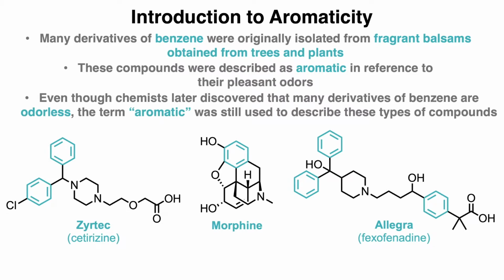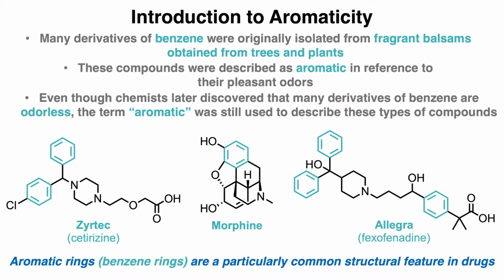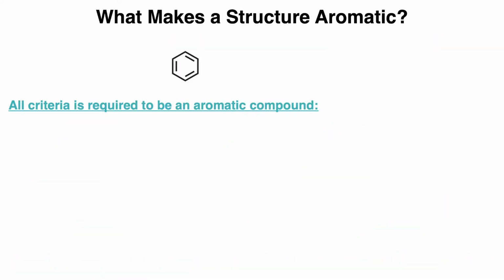to describe these compounds. Aromatic rings, such as benzene rings, are a particularly common structural feature in a lot of drug molecules like Zyrtec, shown on the left, morphine in the middle, and Allegra, shown on the right. So what makes a structure aromatic? All of the following criteria have to be met in order for a compound to be considered aromatic.